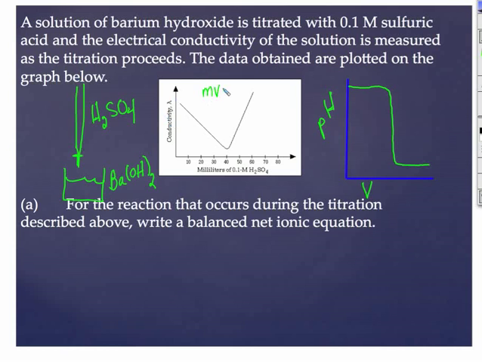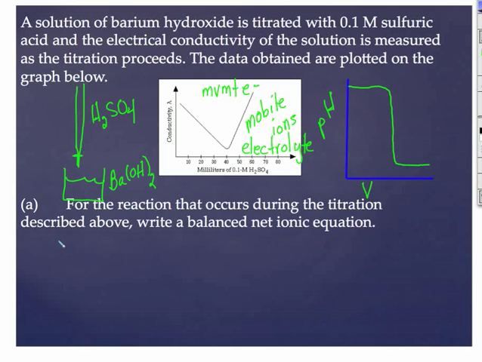Now, in this case, we're dealing with conductivity. Conductivity, remember, is the movement of electrons. And in order to have the movement of electrons in a solution, we need mobile or freely moving ions. In other words, we need an electrolyte. So let's see what's going on in our solution: we have a strong electrolytic solution moving to a very weakly electrolytic solution, to a strong electrolyte again.